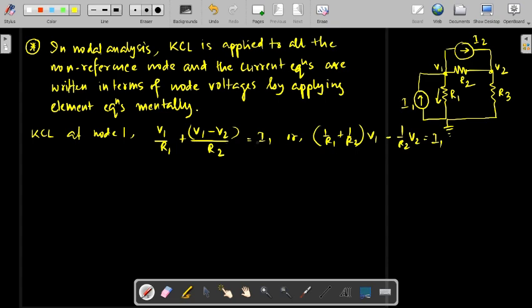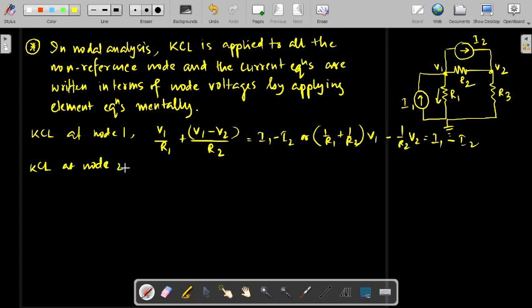Okay, sorry, there is another term, that is minus I2 here. It will also be present, minus I2. Okay, so here I have rearranged the equation, and then again I apply KCL at node 2.